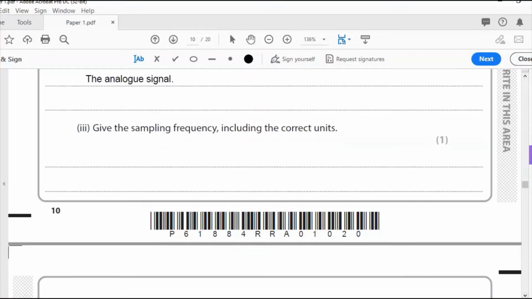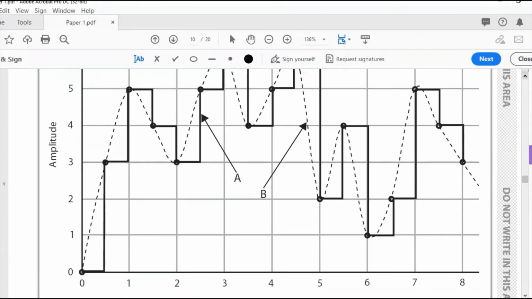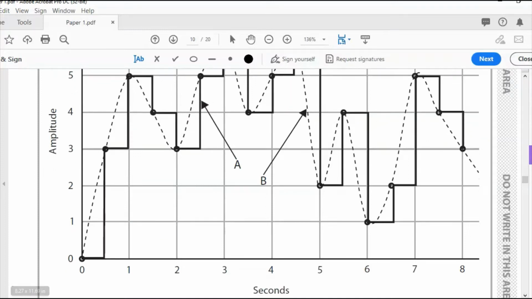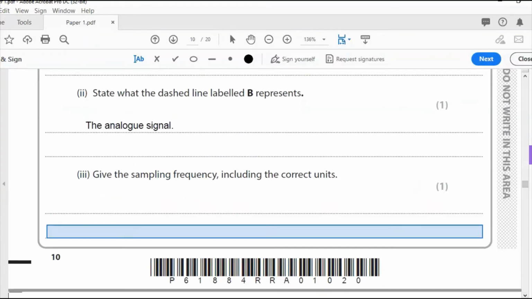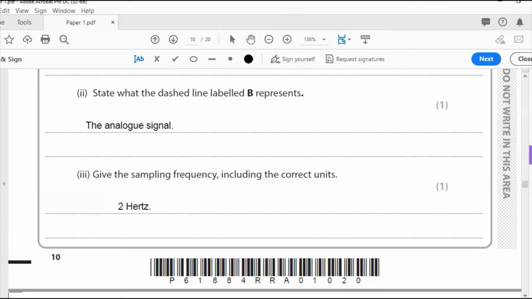Give the sampling frequency including the correct units. So the correct units are measured in hertz, samples per second. So we need to look at the seconds there. Along the x-axis we can see 1, 2, 3, 4, 5, 6, 7, 8. Now we can see that a sample has been taken every half second. So in a second there are 2 samples being taken. So we can say that sampling rate is 2 hertz. Hertz is samples per second, and we've taken 2 per second, so the answer is 2 hertz.